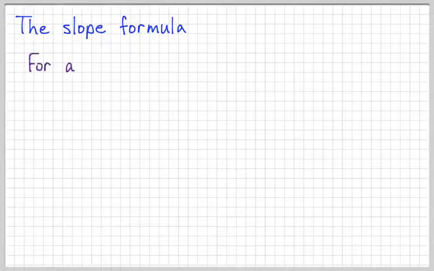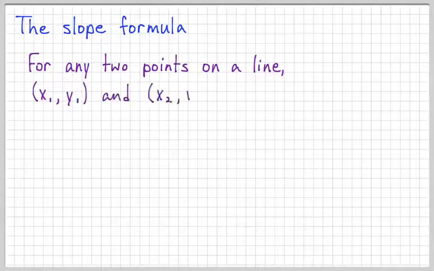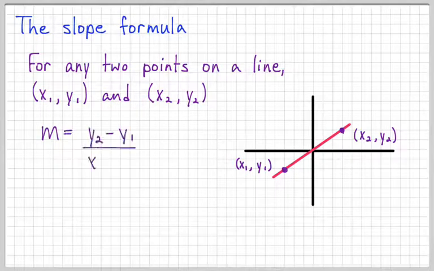Now let's take a look at the slope formula. For any 2 points on a line, x1, y1, and x2, y2, they could be any 2 points on a line, and we'll just call one of them x1, y1, and the other one x2, y2. The slope is always like this. It's the difference between the y coordinates over the difference between the x coordinates.